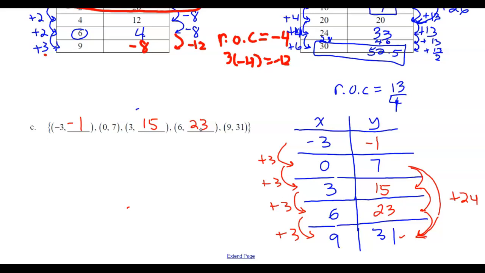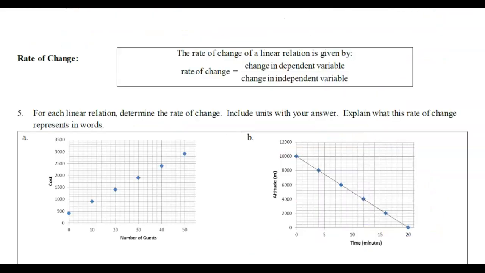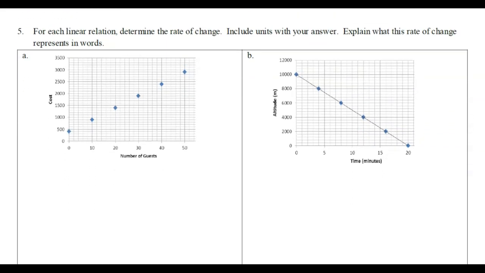Okay, so then we'll get to the official definition of rate of change on the top of the next page. So the rate of change of a linear relation is given by the change in the dependent variable, whatever it is. Usually that's y. Could be cost, it could be temperature, depends on the situation, but it's dependent over the change of independent. So for each linear relation, determine the rate of change. Include units with your answer and what it represents in words.